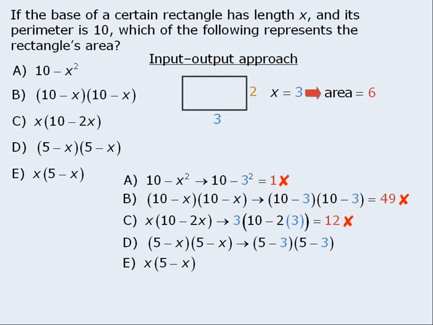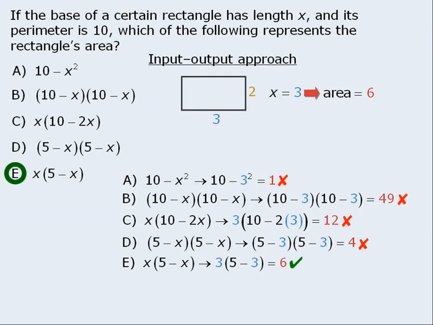When we plug x equals 3 into answer choice D, the output is 4, which is not the output we are looking for. And finally, when we plug x equals 3 into answer choice E, the output is 6, and this does equal the output we already calculated. As such, the correct answer here is E.